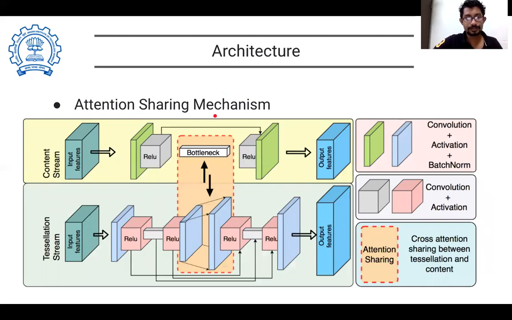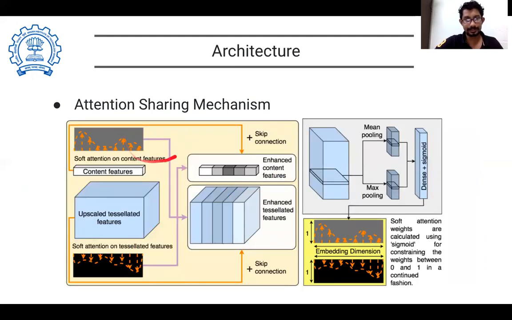So this is our proposed attention sharing mechanism. What we have here is the content stream. The content stream goes along in an autoencoder format with skip connections between the left side of the bottleneck and the right side of the bottleneck. In a similar way, the tessellation stream is a bit deeper autoencoder where we'll be upsampling the features, and the attentions are being shared between the bottleneck and the tessellation stream outputs. The attention sharing mechanism we can see here is that we take the content features and apply a soft attention on the content features.